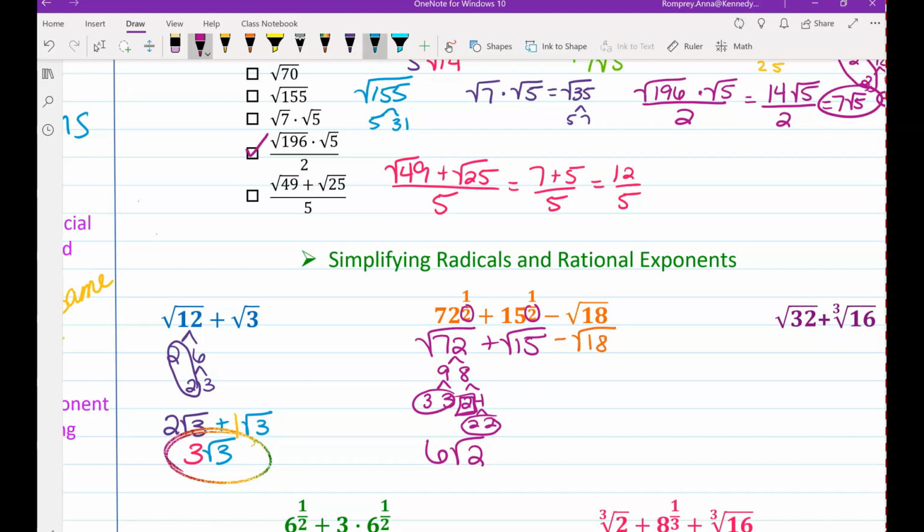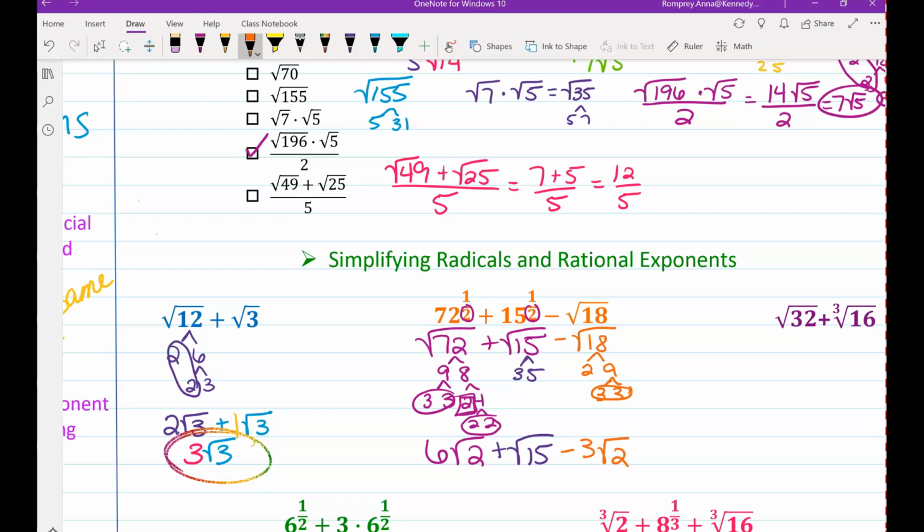All right. What about 15? 15 is just 3 and 5. So that can't be broken down anymore. So it just stays 15. Now what about 18? I bet we can simplify 18. So 18, I've got 2 and 9. And 9 gives me 3 and 3. Awesome, a pair of 3's. So minus 3 roots of 2.